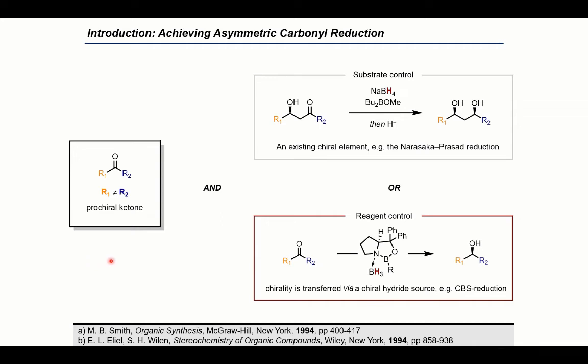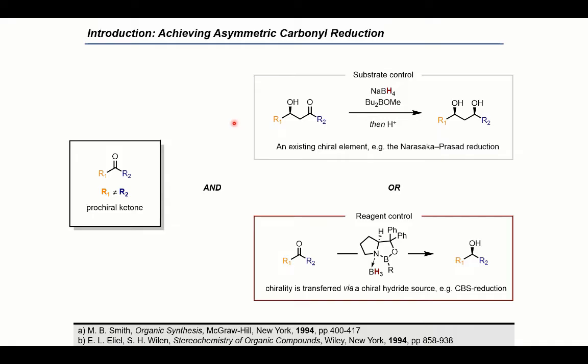Now, we have our prochiral ketone. How can we achieve facial selectivity to give an asymmetric carbonyl reduction? We can either begin with a chiral substrate, in which the existing chirality directs addition of the hydride to one face over another. You can see an example of this here, which is called the Narasaka-Prasad reduction. This type of reaction is referred to as diastereoselective.